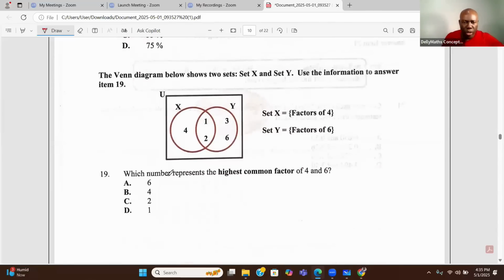Question 19. Which represents the highest common factor of 6 and 4? All right. The highest common factor of 6 and 4. So we're looking for the common one. It's 2. So the highest common factor of 6 and 4 will be 2 right there.